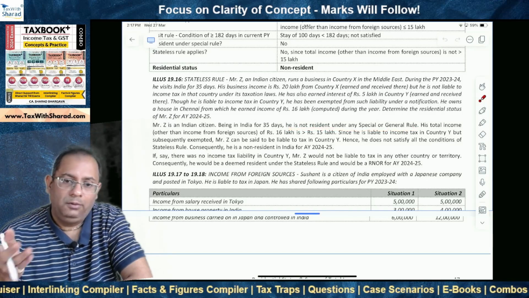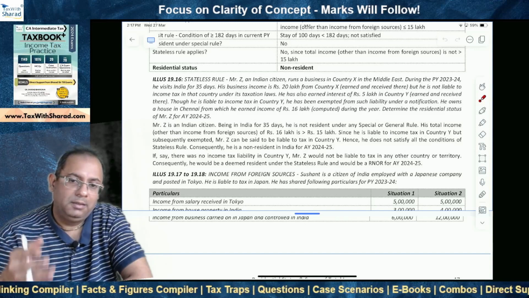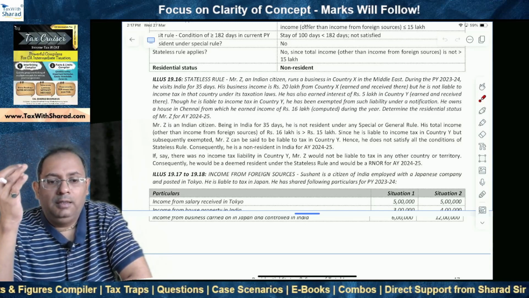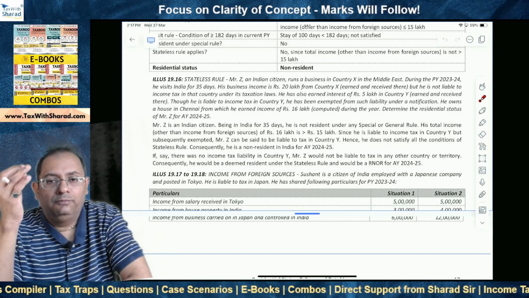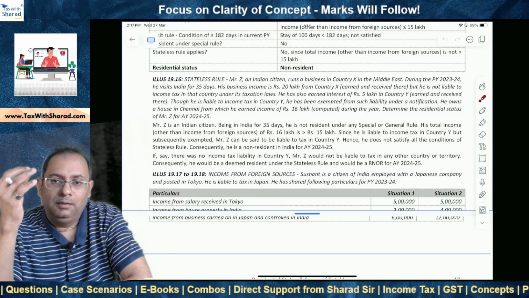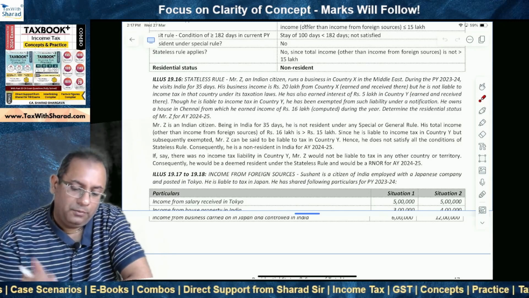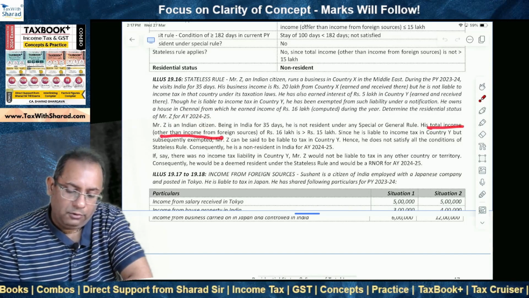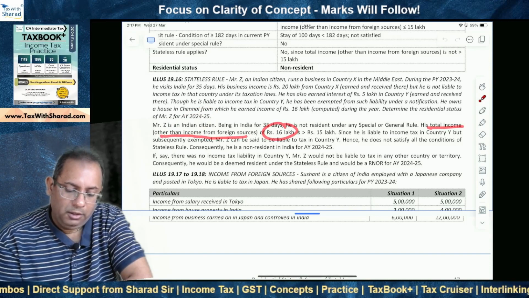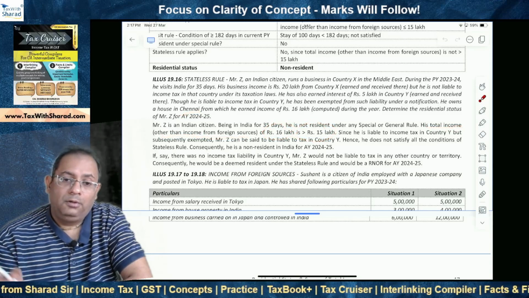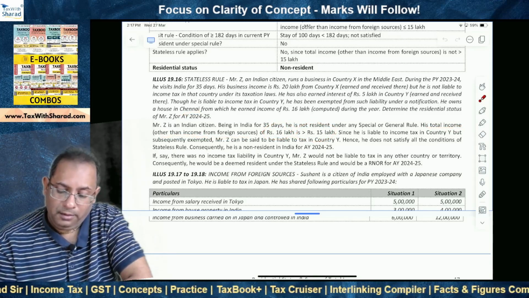So what we will straight away do is we will need to go and check the stateless rule. And in the stateless rule, he should be a citizen of India. His total income other than income from foreign sources should be more than 15 lakh and he should not be liable to tax in any other country or territory. So he is a citizen of India. His total income other than income from foreign sources is 16 lakh from Chennai house, which is more than 15 lakh. The third condition is that he should not be liable to tax in any other country or territory.